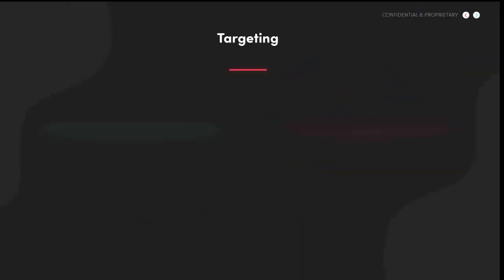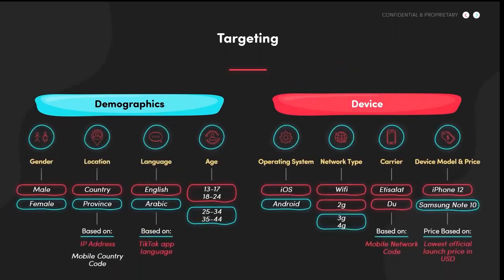Moving on to targeting, and demographic targeting, which includes gender, age, language, and location. Device is the type of network, operating system, carrier, device model, and price.